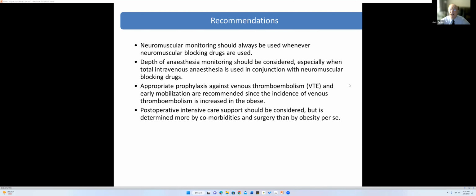Prophylaxis against venous thromboembolism should be considered. Postoperative ICU care should be considered, but determined more by comorbidity and surgery than by the obesity per se.